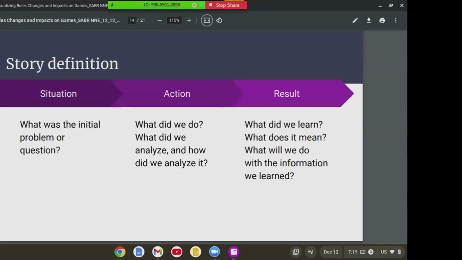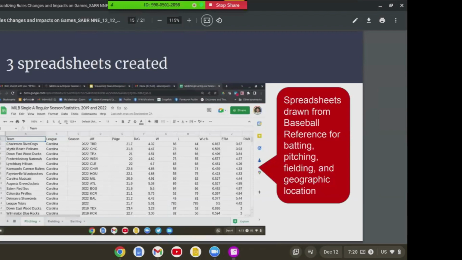I also wanted to define the story, and I used a really simple framework here, which is situation, action, results. So what was the initial problem or question? What did we do to analyze it? And then what did we learn? What does it mean? And how do we go forward?